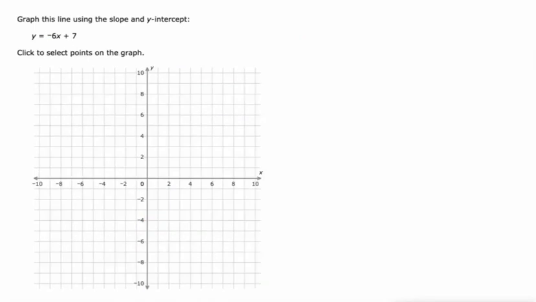Let's do it again. See some different kind of pairings here. In this case, our y-intercept is 7. That's this point right here. Our slope is -6. Meaning we're going to go down 6 with the y's, so from 7 to 1. That's a decrease of 6 every time x goes up 1. And that gives us another point right there.